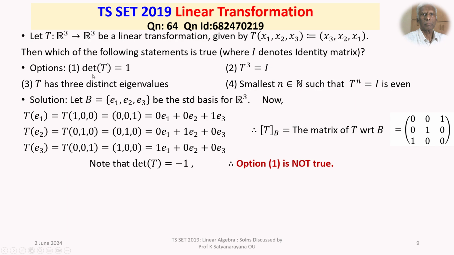Whereas in option 1 it is given that the determinant of T is equal to 1. Therefore, option 1 is not true.